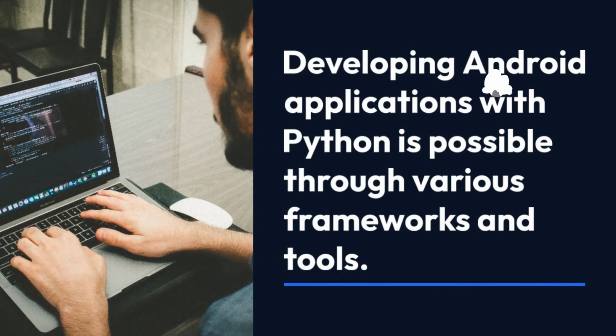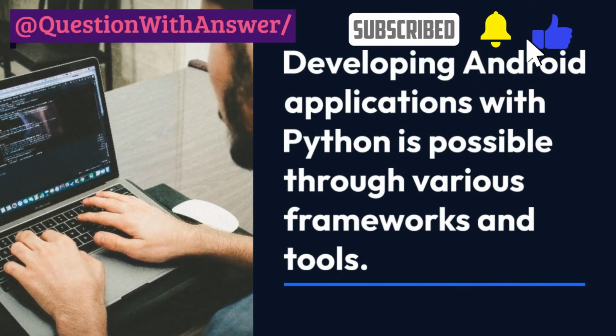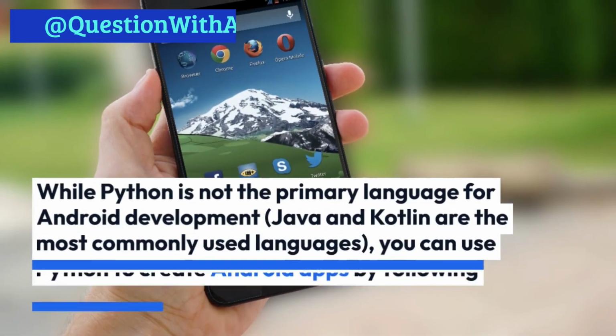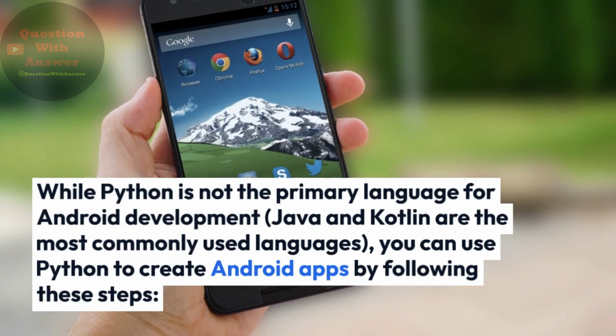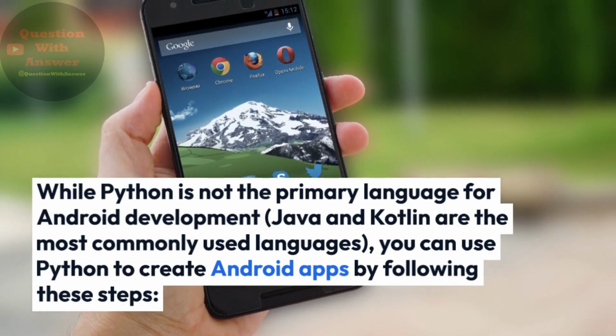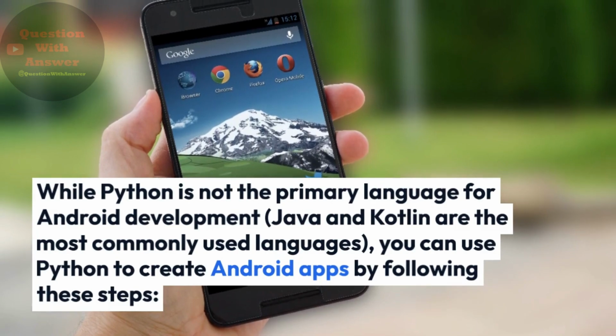Developing Android applications with Python is possible through various frameworks and tools. While Python is not the primary language for Android development, Java and Kotlin are the most commonly used languages. You can use Python to create Android apps by following these steps.